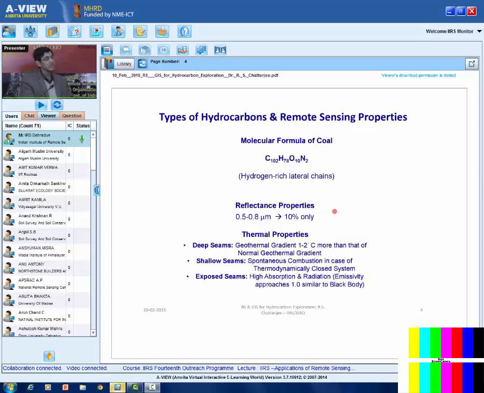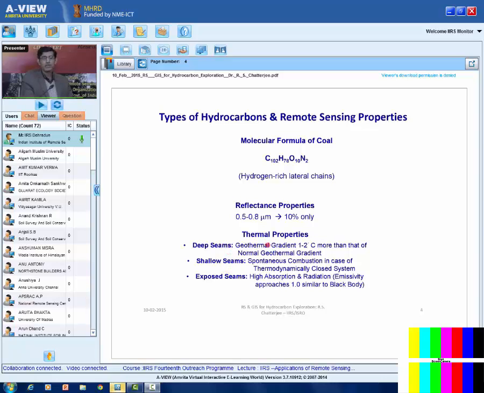And here the reflection is very, very less. What we see in case of this panchromatic range, mostly in 0.5 to 0.8 micrometer, is only 10% reflectance. And if you see the thermal properties, then coal occurs as a seam. It is a bedded deposit geologically, so it occurs as coal seams.